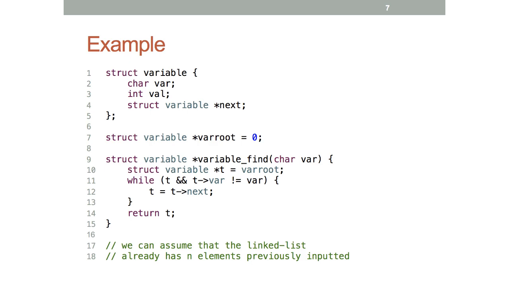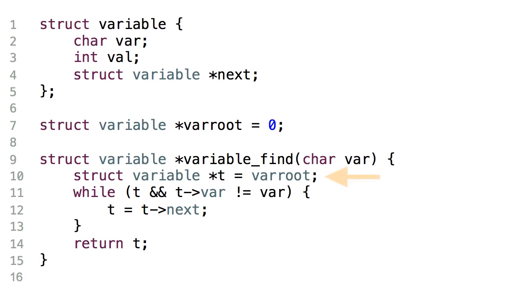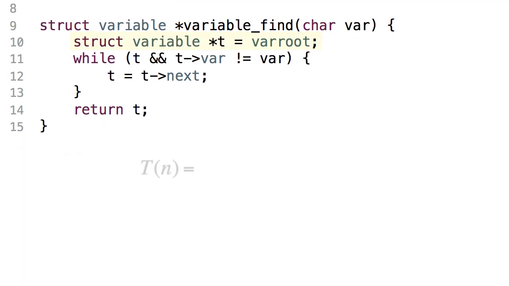Let's review how this function works. It starts by having a temporary pointer at the root. It then checks if the pointer does point to something and if its property var is not equivalent to the parameter. If so, we move on to the next element of the list and do the same check. At the end, whether we find it or not, we return the value of t. Let's derive the T(n) of the function variable find. Line 10 is always executed once. Thus, we put C10 in the equation.